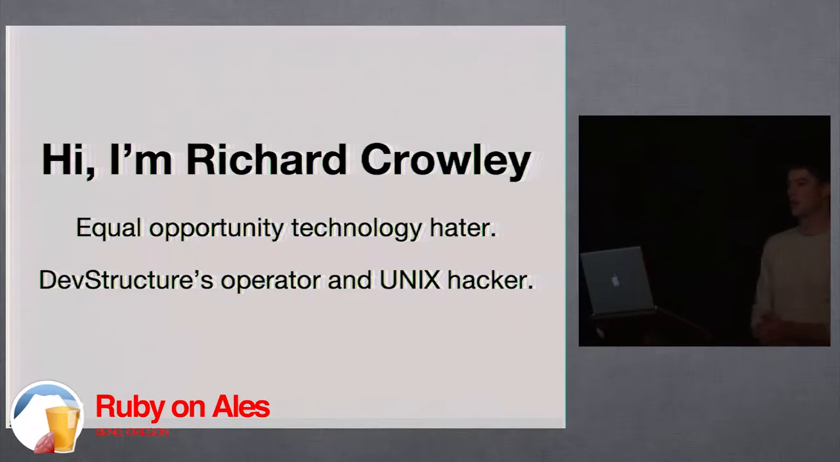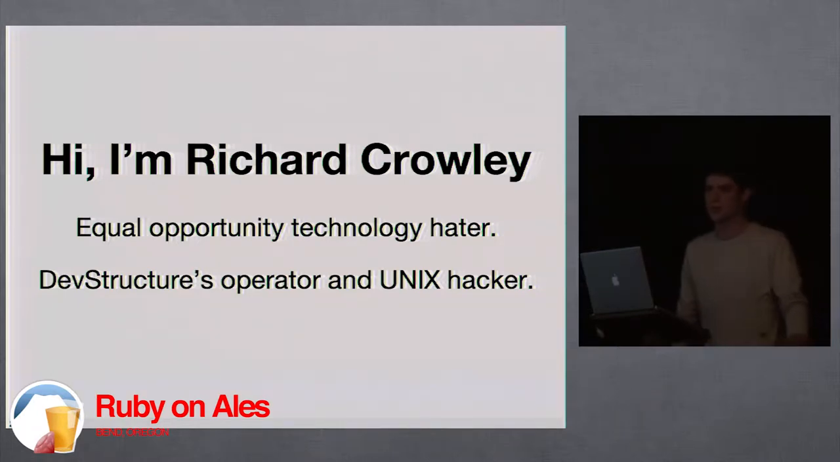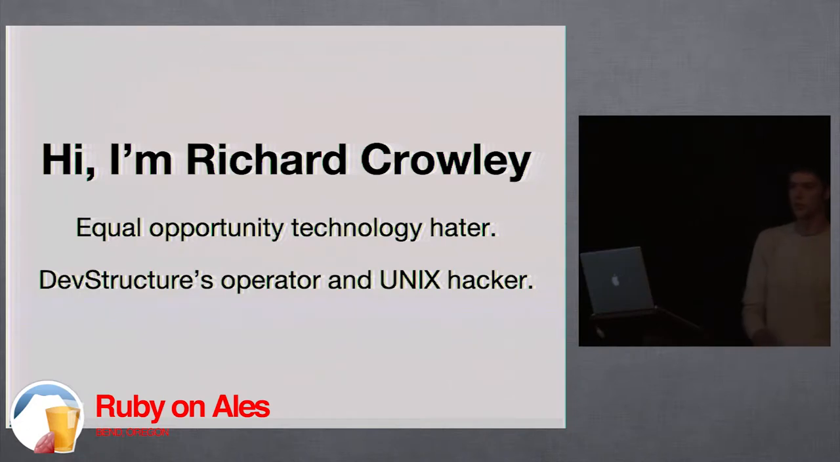Hello, my name is Richard Crowley. I work for a company called DevStructure, and we work on configuration management software, primarily with the package called Puppet. And we built a tool called Blueprint that figures out what you did to your server so that we can generate Puppet code for you.